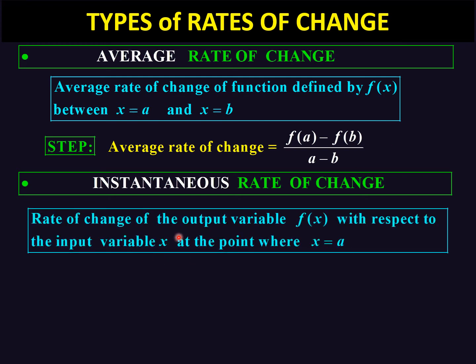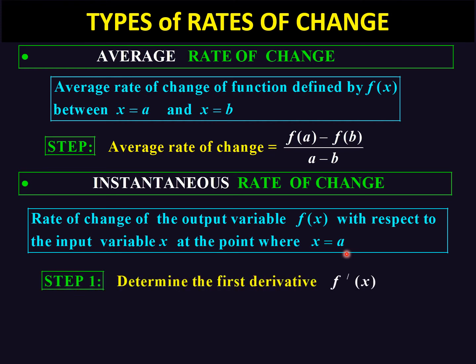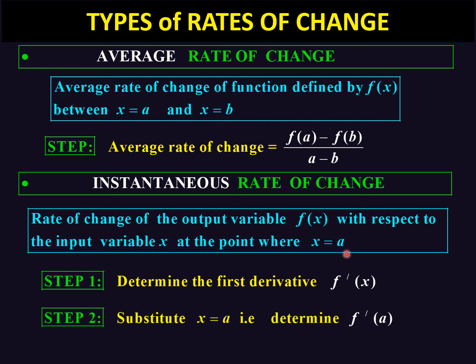Instantaneous is the rate of change of the output variable f(x) with respect to the input variable x at the point. You see there's a point, where x is equal to a, and that's what we refer to as the instant where x is equal to a. Here we're going to determine the first derivative, and then substitute the value x equal to a into that first derivative expression. That will be your instantaneous rate of change.